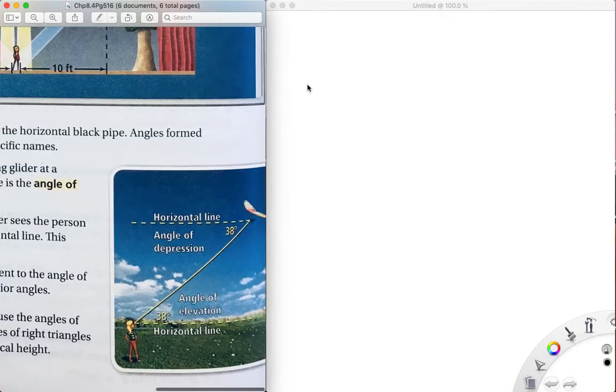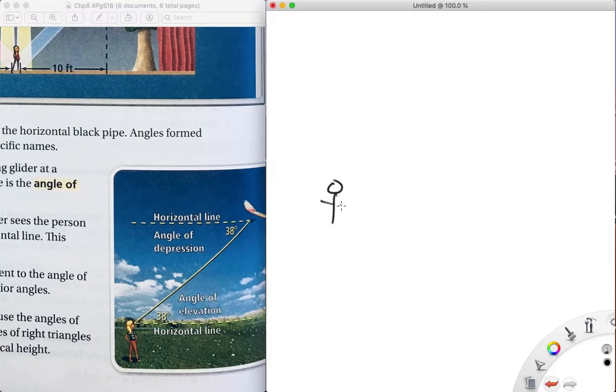So you look at this picture. We have a young lady. I'll draw her as a stick figure if you don't mind. Looking at some line of sight. The ground has to be sort of parallel. So it says it's a horizontal line, so it has to be parallel. Looking at a glider.